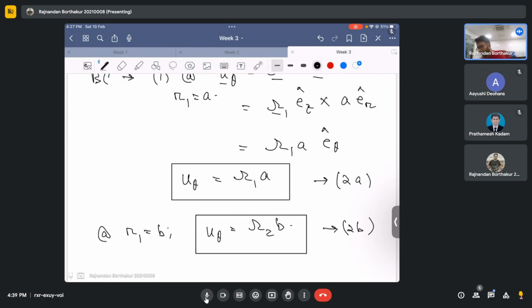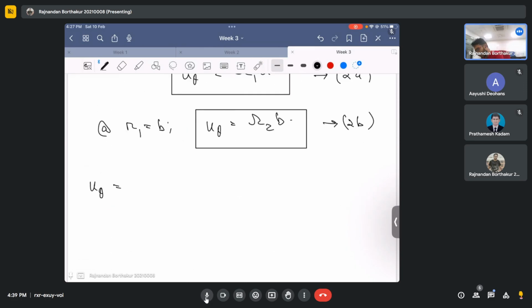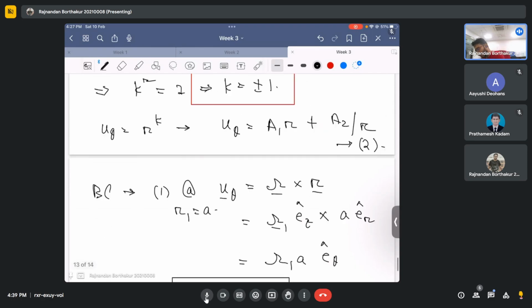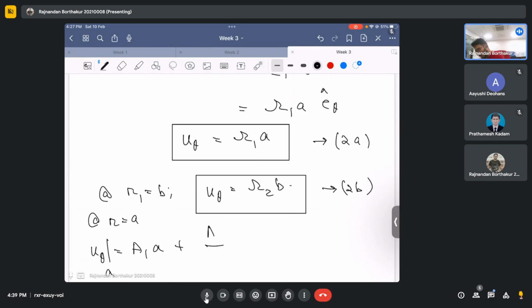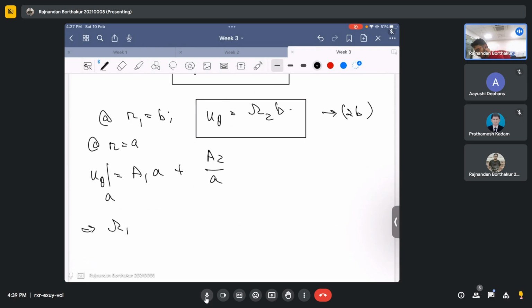Okay, so now let's just go ahead and apply this here. So what do we have? We have u theta equals a1 times r plus a2 by r. Let's now apply this at r equals a. So this becomes u theta at a equals a1 times a plus a2 by a, and u theta at r equals a is just omega 1 times a, so this becomes omega 1 a equals a1 times a plus a2 by a. This is one equation. Let's say we are writing this as 3a.